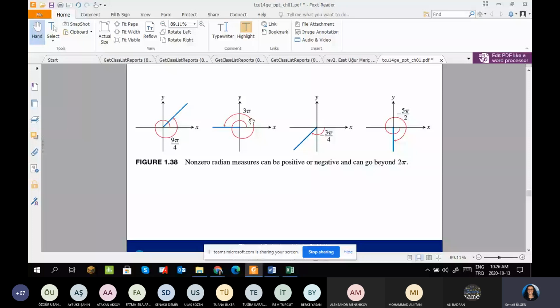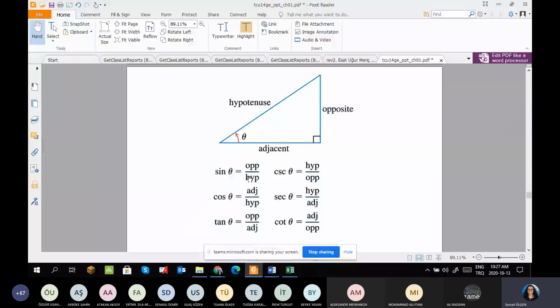Cosine theta is adjacent over hypotenuse, and tangent is sine over cosine, so you end up with opposite over adjacent. Opposite over adjacent is the tangent theta. Then cosecant theta is 1 over sine, so it is just the reciprocal of sine. Secant theta is the reciprocal of cosine. It is hypotenuse over adjacent.